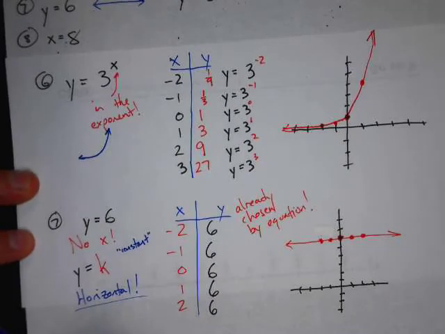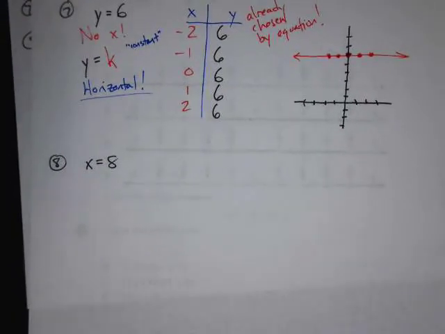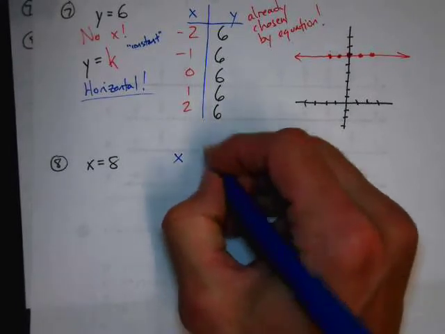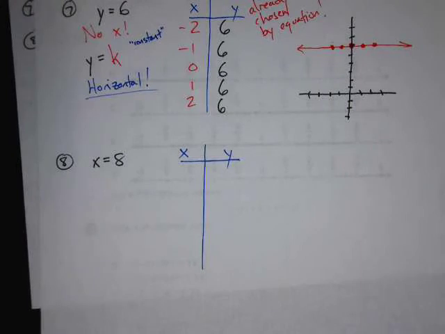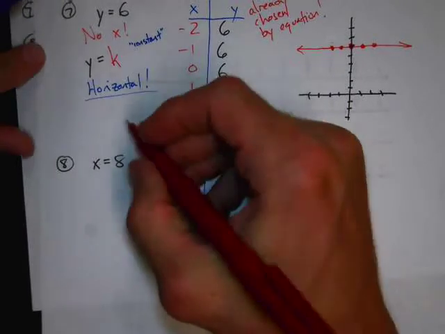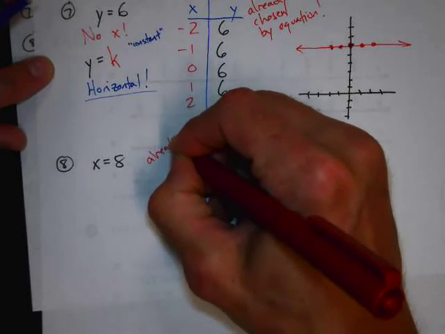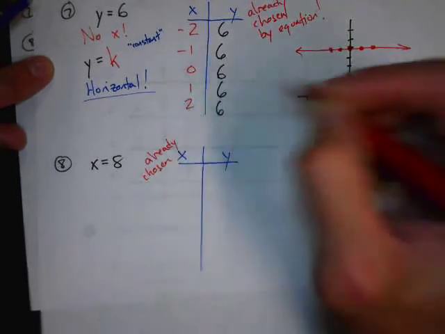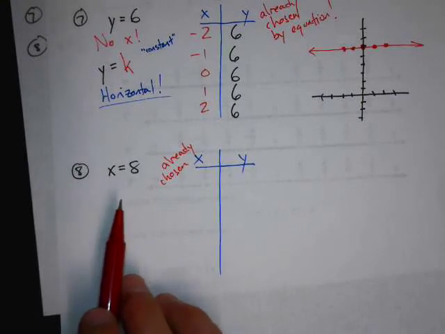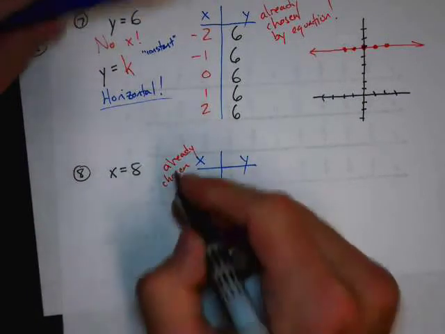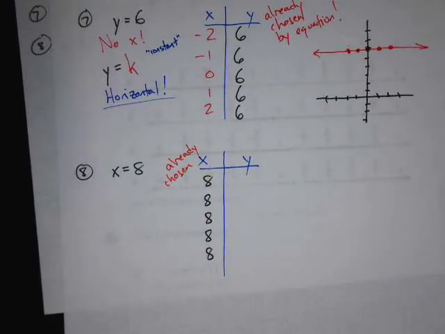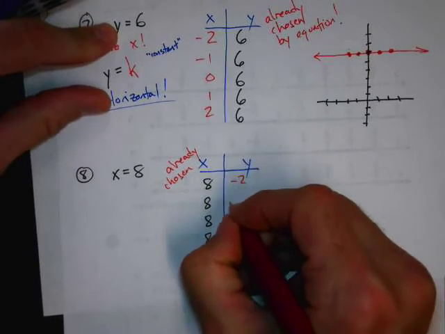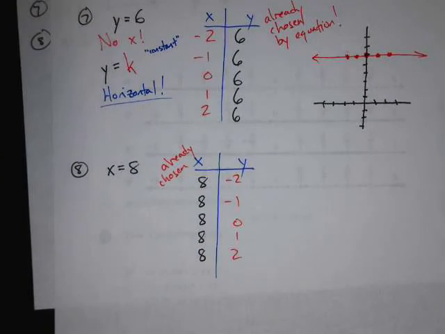X equals 8. Okay. So we have this last equation, x equals 8. We're going to do the same thing we've done before. Table of values. And guess what? The x coordinates are already chosen by the equation. The equation reads x equals 8. Guess what? X is 8. So of all of the ordered pairs that we are dealing with, the x coordinates are 8. All we've got to do is choose some y coordinates, and we're set to go for the graph. We'll have a good idea of what this picture looks like.